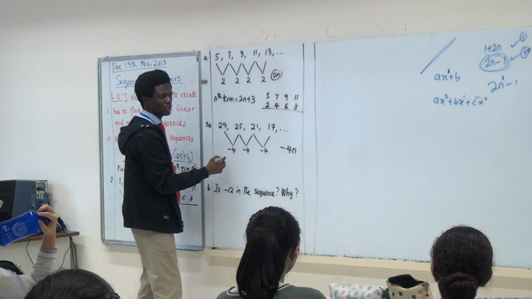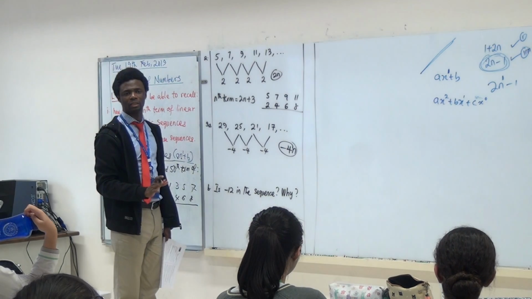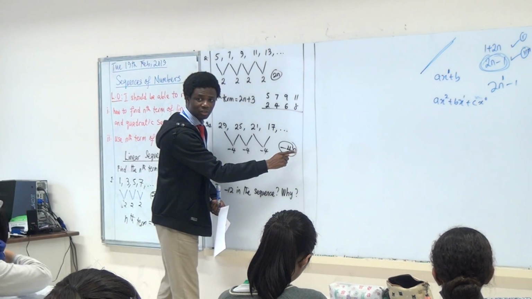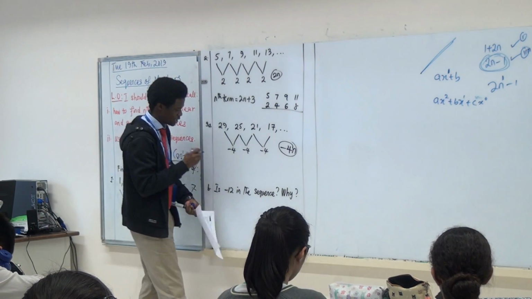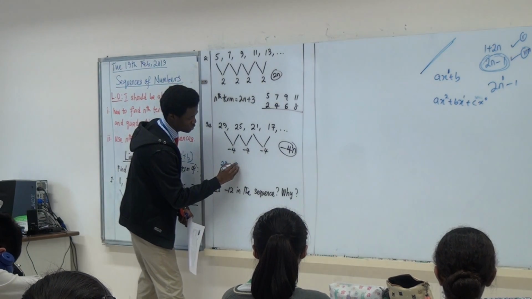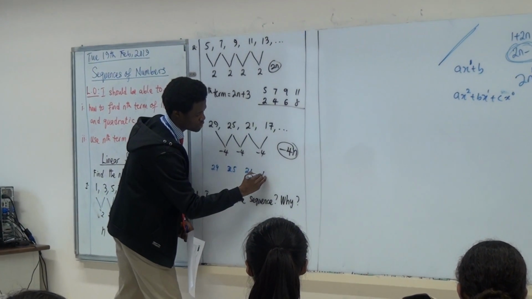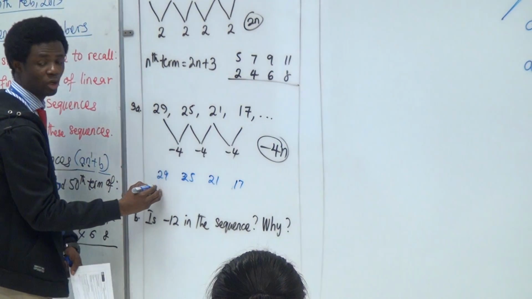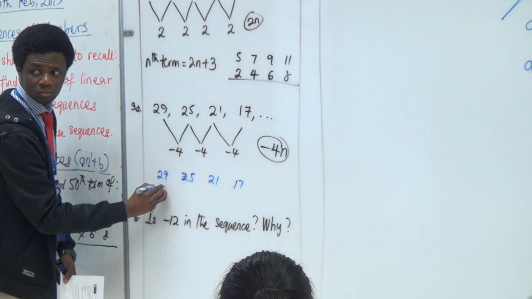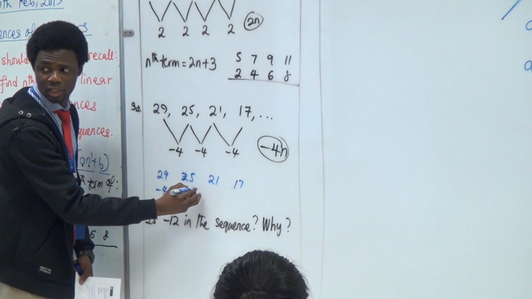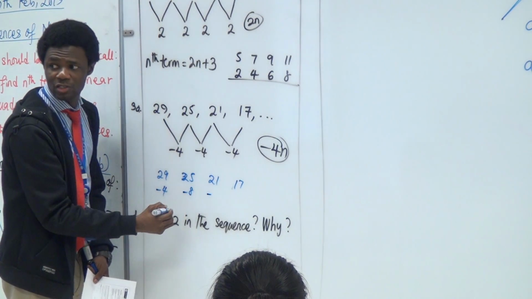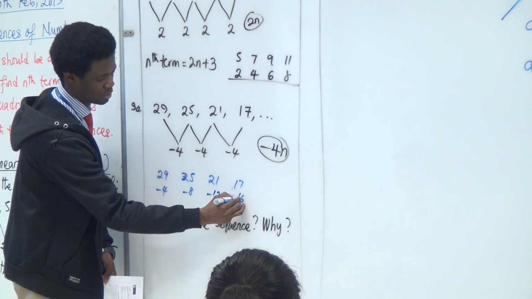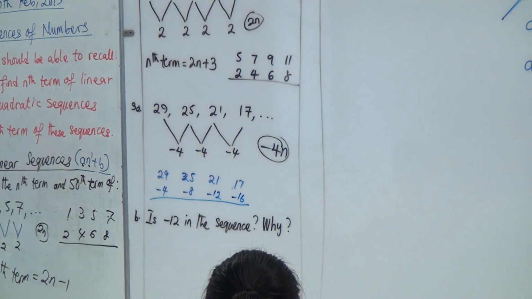Look at this next one. We already know there will be a negative 4n, right? So we need to know plus what or minus what is left. So write the original sequence, always the original sequence first: 29, 25, 21, 17. Now, write the sequence generated by minus 4n. What is the first one? Everybody here? The second one? The next one? The next one?